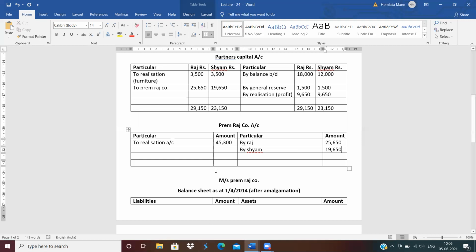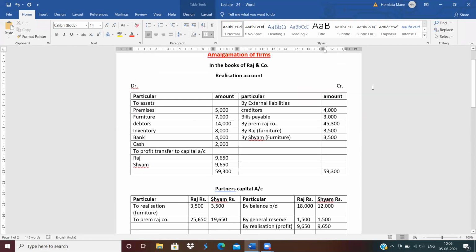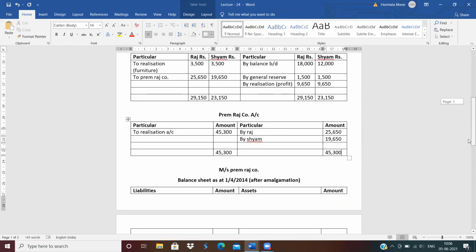Now do the total of Premraj Company. Premraj Company will tally. It means your solution is correct. Clear? How to check? Check whether all the entries are passed or not. Check from the old balance sheet. Then your problem is easily tallied.